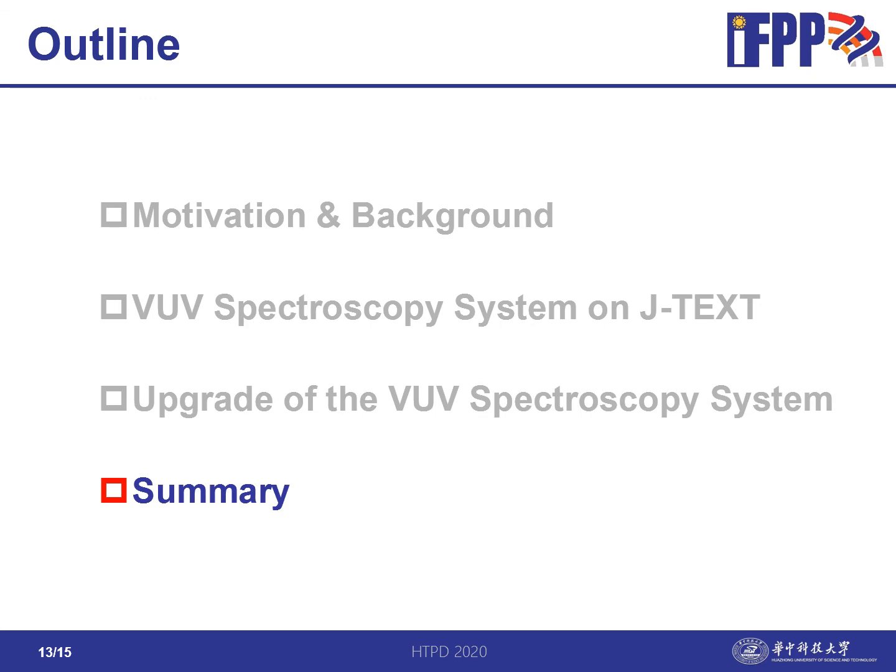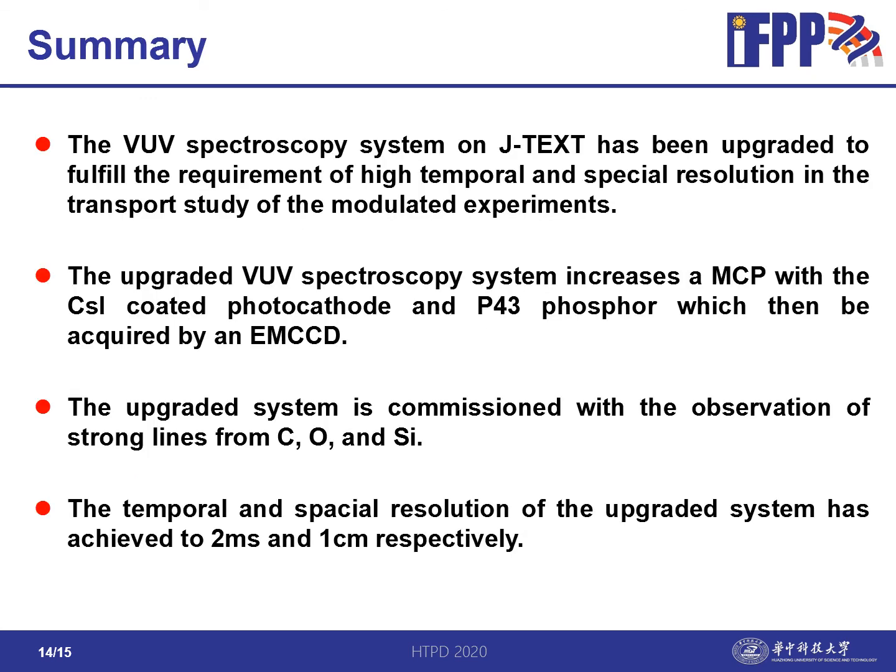Here's the summary of my presentation. The VUV spectroscopy system on JTAC has been upgraded to fulfill the requirements of high temporal and spatial resolution in the transport study of the modulated experiments. The upgraded VUV spectroscopy system adds an MCP with the cesium iodide-coated photocathode and P43 phosphor, which is then acquired by an EMCCD. The upgraded system is commissioned with the observation of some strong lines from carbon, oxygen, and silicon, and the temporal and spatial resolution of the upgraded system has achieved 2 milliseconds and 1 centimeter respectively.